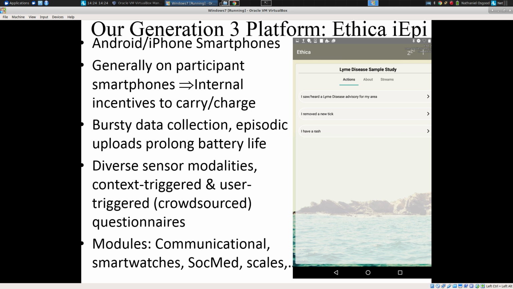Do you have it available on both platforms, Android and iPhone? Yes. It runs completely seamlessly, same study specification on both platforms.